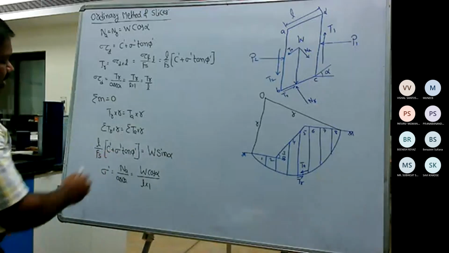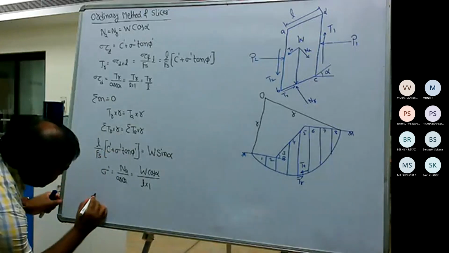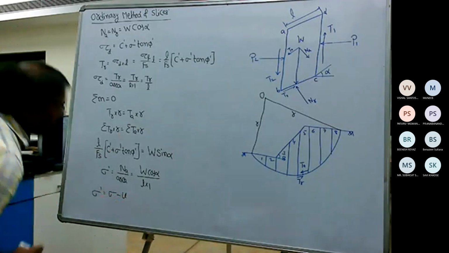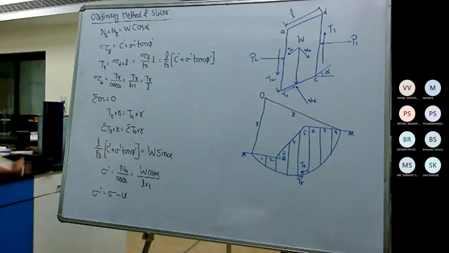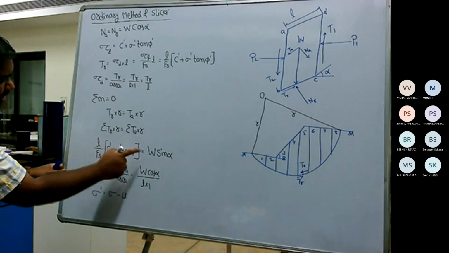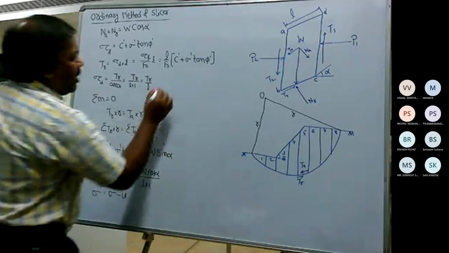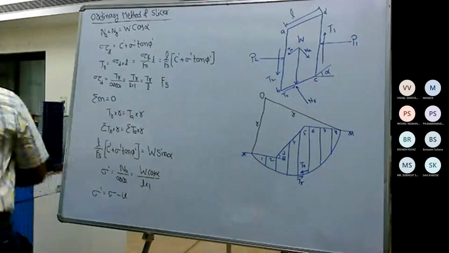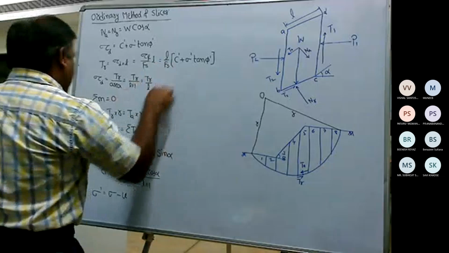If you take sigma dash is equal to sigma minus u, that is also most welcome. Sigma dash is equal to sigma minus u, so you can substitute directly. Just substitute all these things, rearrange the terms, and ultimately bring out the factor of safety. So can anybody tell the final form of the equation? Fs.